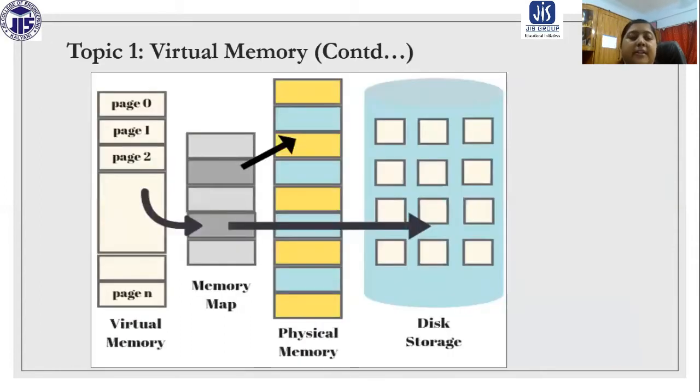Here you can see this is the virtual memory. There is a memory map between the physical stored memory and virtual memory, and basically it determines where it is going to be stored on the disk.